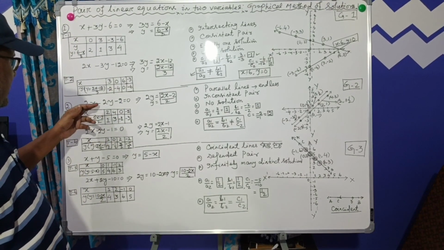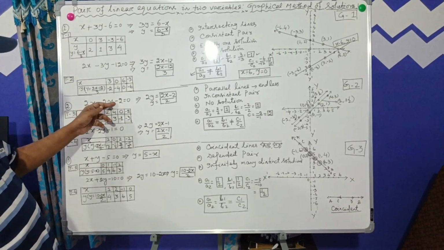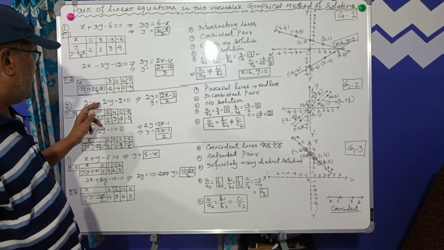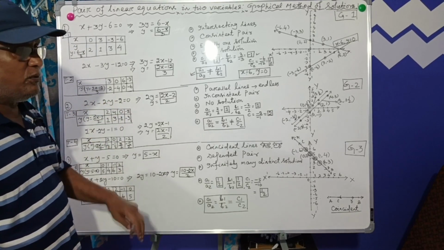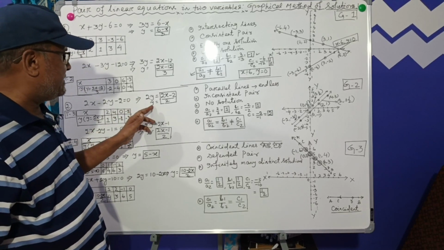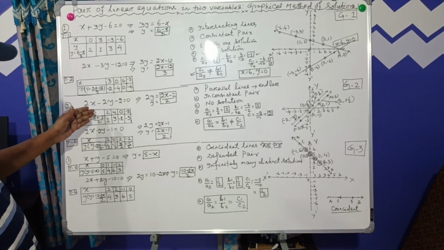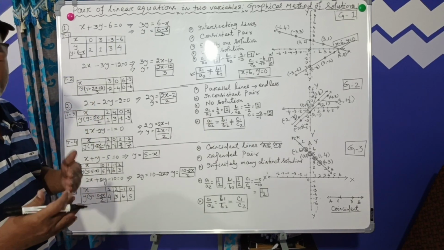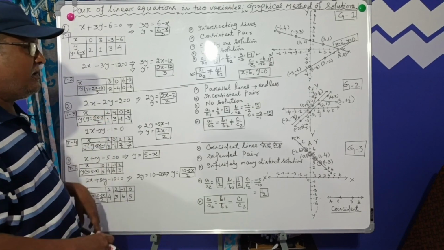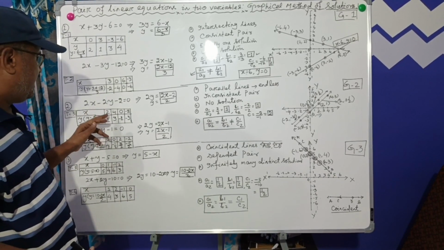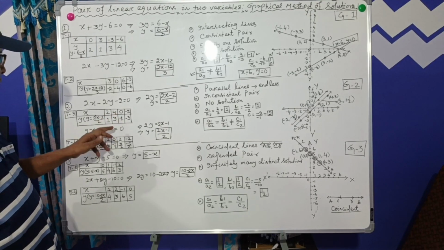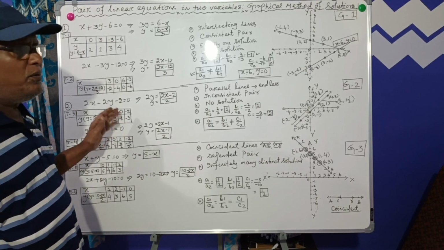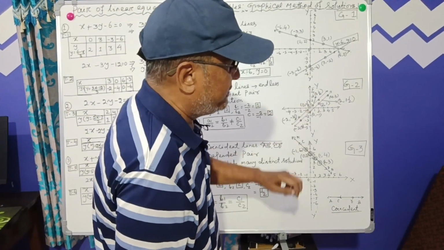Now we have taken a pair of linear equations, equation number 1 and equation number 2. The first equation is 2x minus 2y minus 2 equals 0. By transposition, y is equal to x minus 1. Similarly, we prepared a table of values of x and y: x 2, y 1; x 4, y 3; x 0, y minus 1; x minus 2, y minus 3. And now locate these points in the graph.